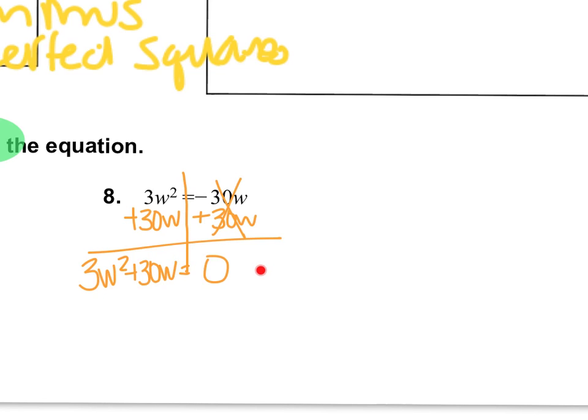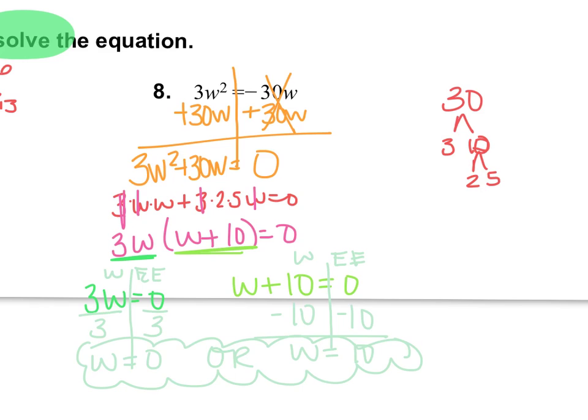I'd like for you to pause the video and see if you can do this on your own. When you unpause the video, I will have the factorization done in pink and the solving done in green again. After prime factoring, I ended up with the problem 3w times w plus 10 equals 0. I set each piece equal to 0, so 3w equals 0 and w plus 10 equals 0. I ended up with answers of w equals 0 or w equals negative 10. Those are the two choices I came up with.